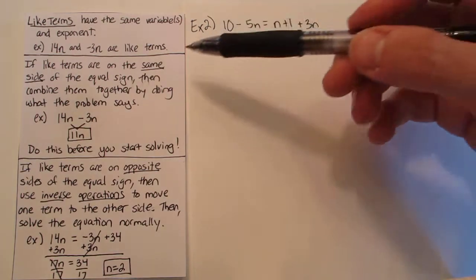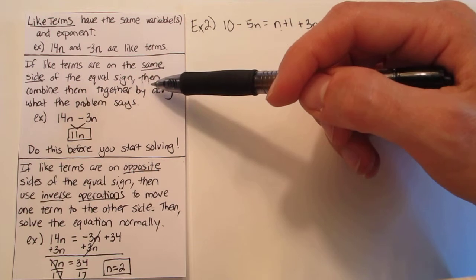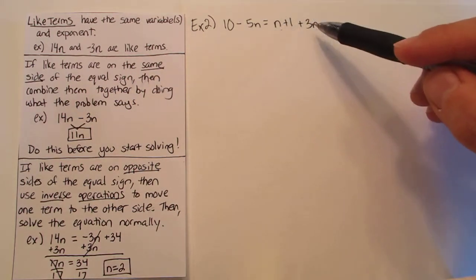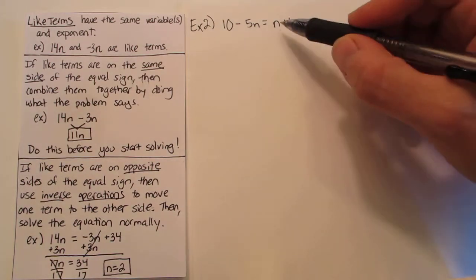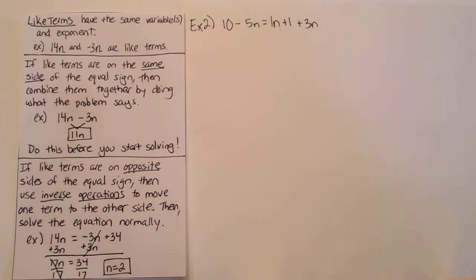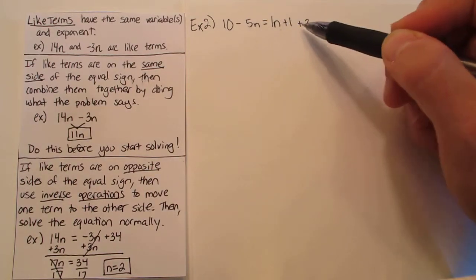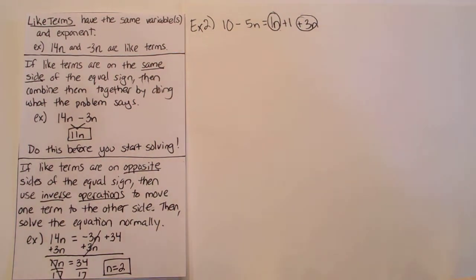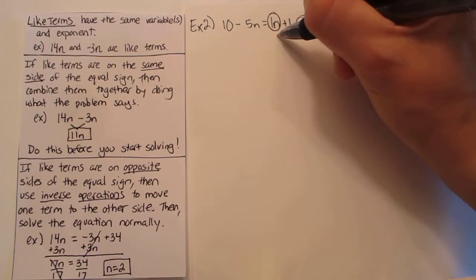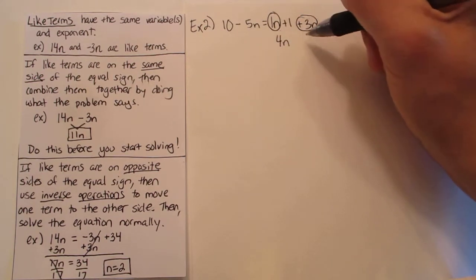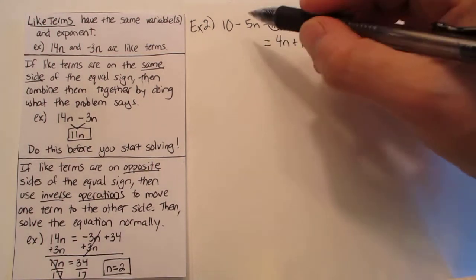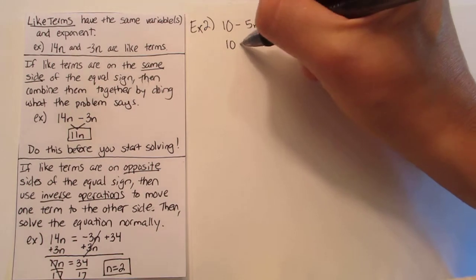So the first thing I'm going to do is, if like terms are on the same side of the equal sign, I'm going to combine them together. So over here I've got an n and a 3n on the same side of the equal sign. And remember, n is the same thing as 1n, so I can put a 1 there if I want to. And I'm going to combine them. 1n plus 3n is 4n. So those are going to combine together to become 4n, and I'm going to bring everything else down. So I'm going to bring down the plus 1, bring down the equal sign, and I haven't really dealt with this over here, so I'm just going to bring it on down.